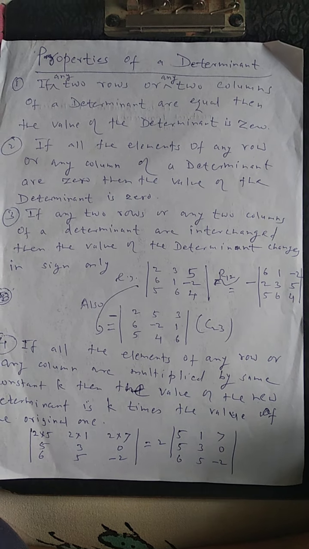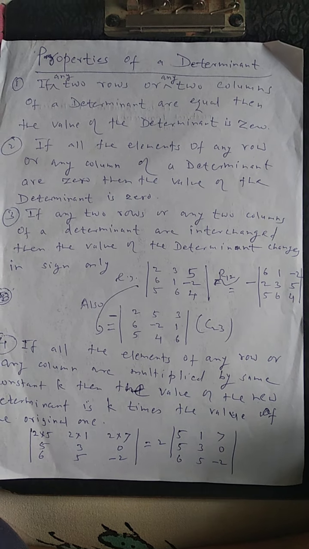The third property is, if any 2 rows or any 2 columns of a determinant are interchanged, then the value of the determinant changes in sign only. So if any 2 rows or any 2 columns of a determinant are interchanged, then the value of the determinant changes in sign only. The values are equal, but the only difference is the change in sign.